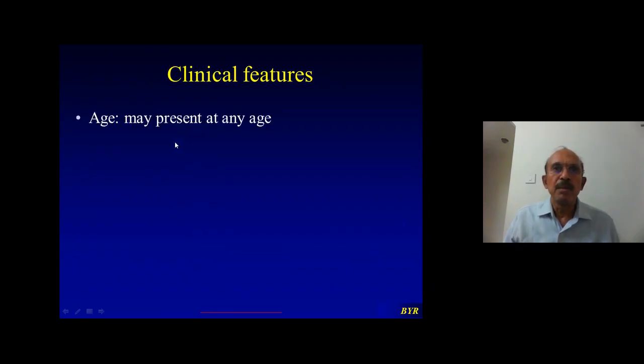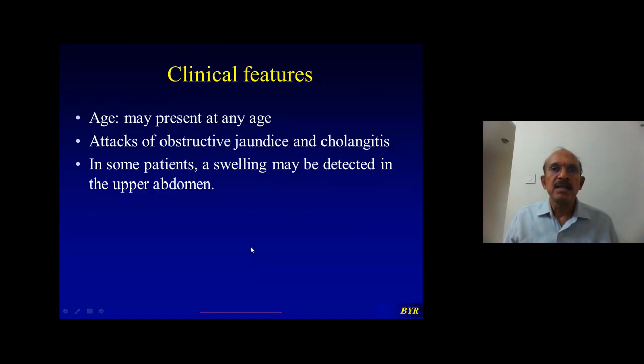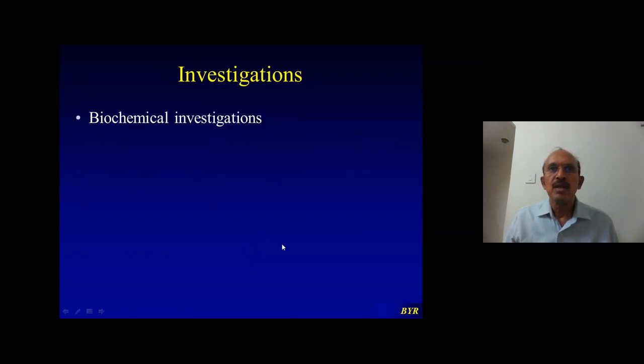Clinical features: it may present at any age, usually it occurs during puberty. There will be attacks of obstructive jaundice with cholangitis. In some patients, a swelling may be detected in the upper abdomen. Investigations: biochemical investigations to know about the obstructive jaundice. Then we do the ultrasound scan. If the ultrasound scan shows dilated bile ducts, then we can go for MRI scan. The MRI scan will show the definite extent of the lesion.